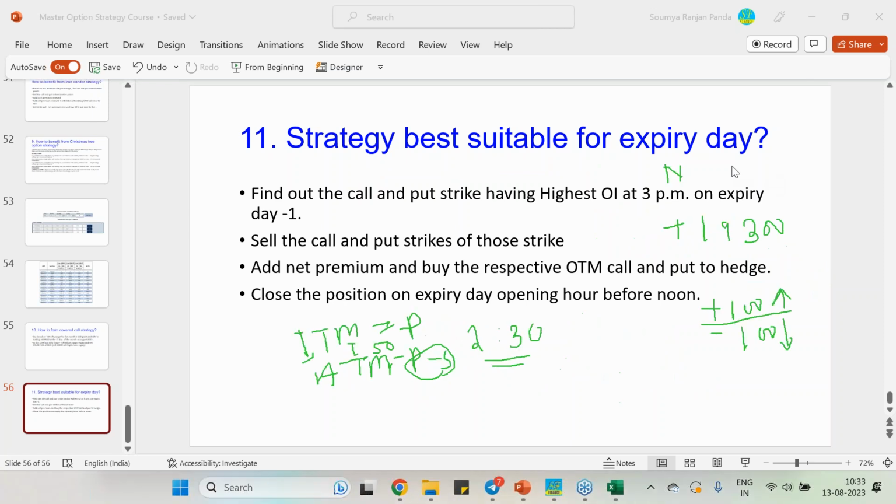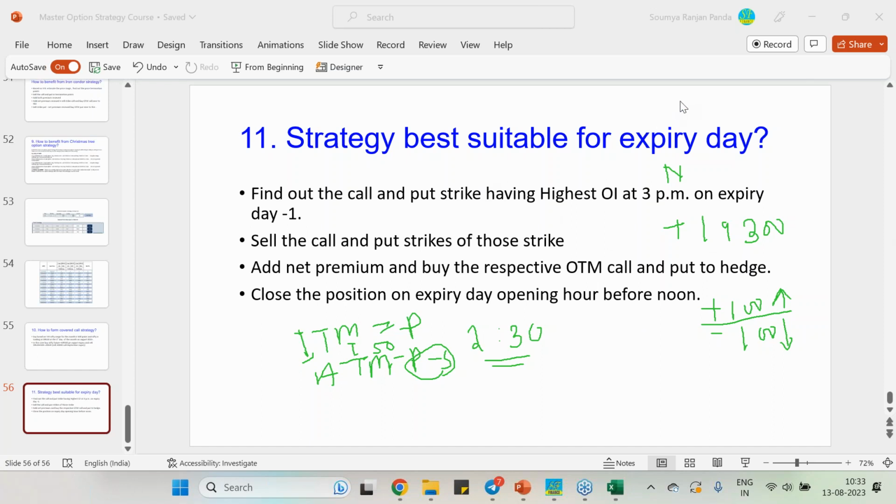Understood? On the day of expiry, at 2:30, if you see a plus 100-point or minus 100-point move: for plus 100 points, form the ITM put and ATM put spread. For minus 100 points, go with the call. That is how you play the last half an hour.